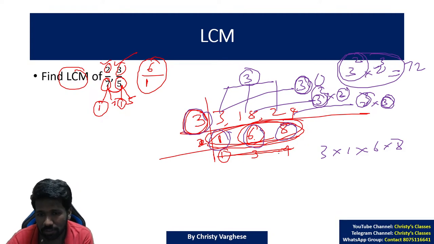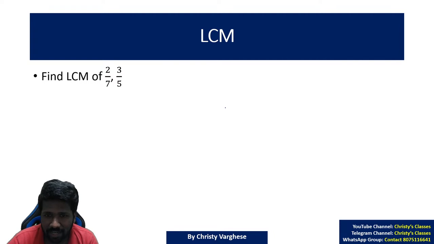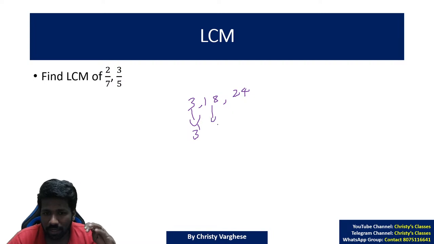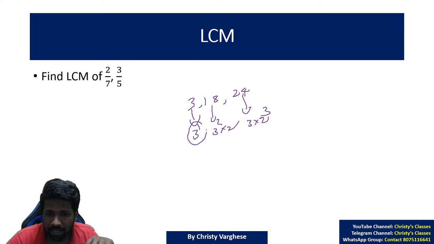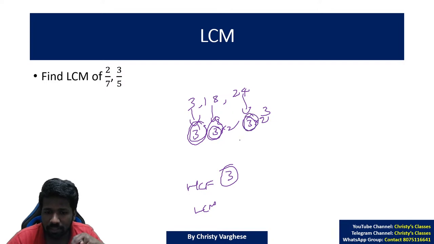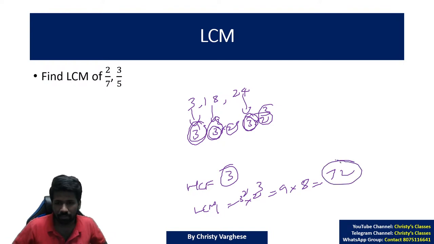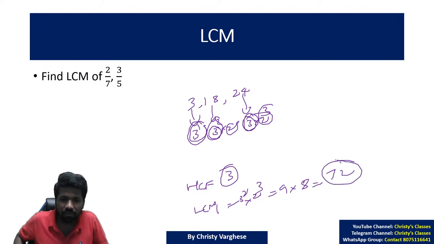I hope all of you understood this. Those people who have doubt, I will suggest you go with prime factorization itself. That will be the easiest if you have confusion in these things. Write 3 raised to 1, then 3 square into 2, and 3 into 2 cube. For highest common factor, 3 only will be the highest common factor. For LCM, you have to take 3 square and 2 cube, so 9 into 8, 72 will be the least common multiple. So LCM will be 72 and HCF will be 3.